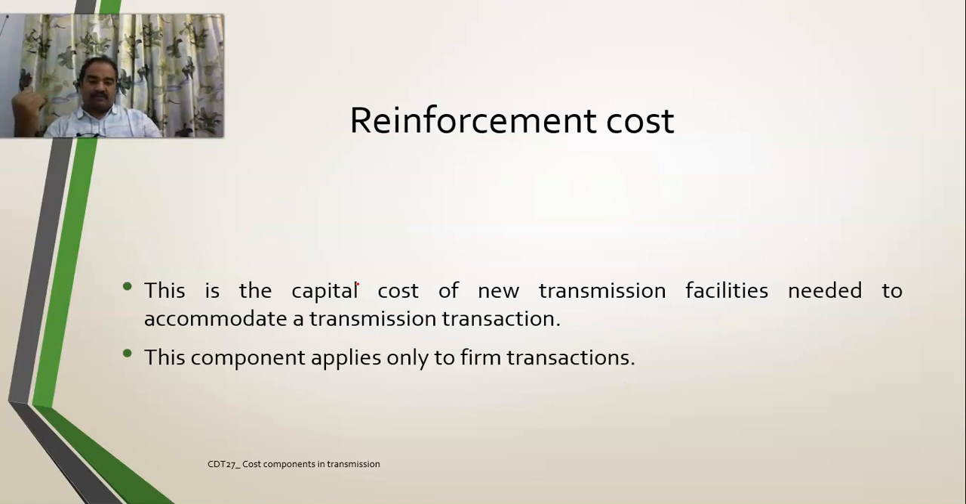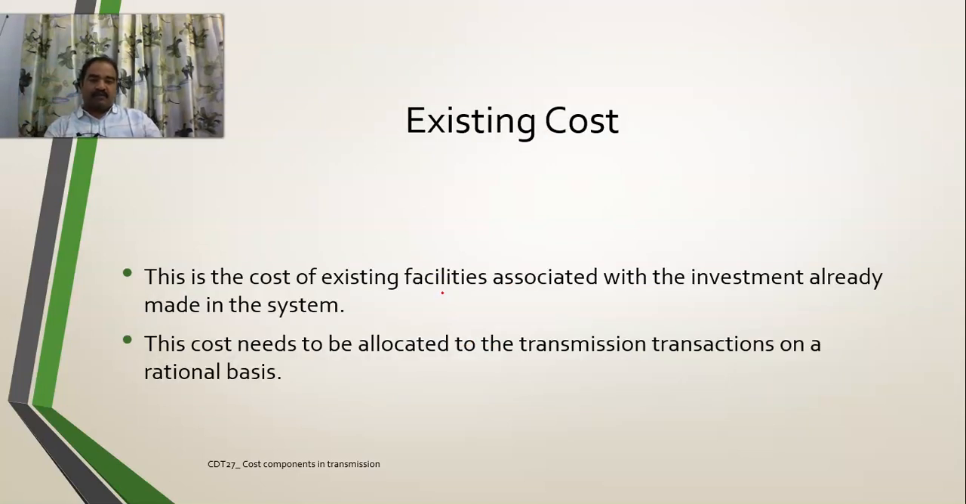Next is reinforcement cost. Reinforcement cost is nothing but the cost which is incurred by the Transco in planning for future aspects. Generally, it is applicable only to firm transactions. So, whatever the new transmission facilities are, the capital cost which is required to accommodate a transmission transaction in these new transmission facilities is called reinforcement cost. Normally, for existing cost, for all the erecting of existing infrastructure, whatever investment has already been made, that is to be recovered, right? So those costs come under existing costs.